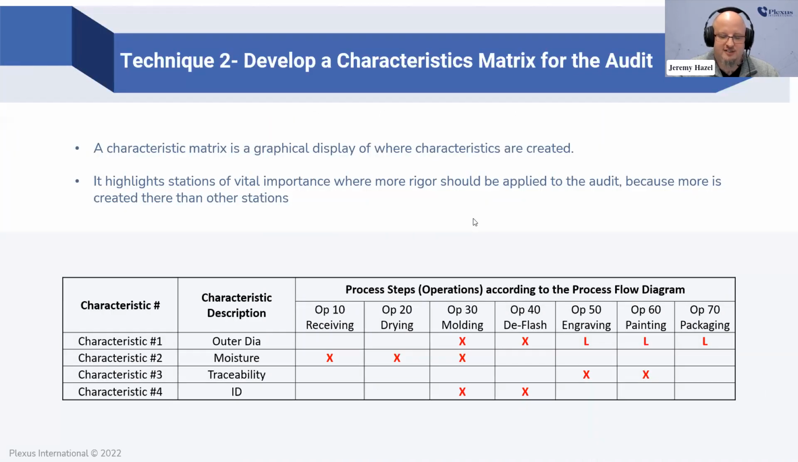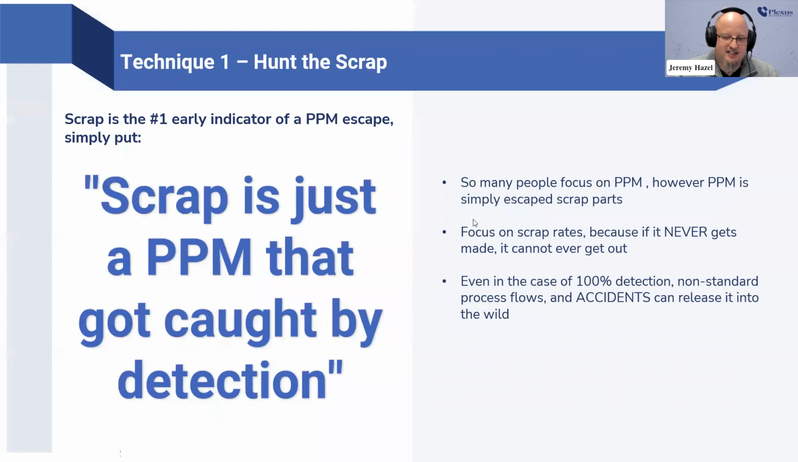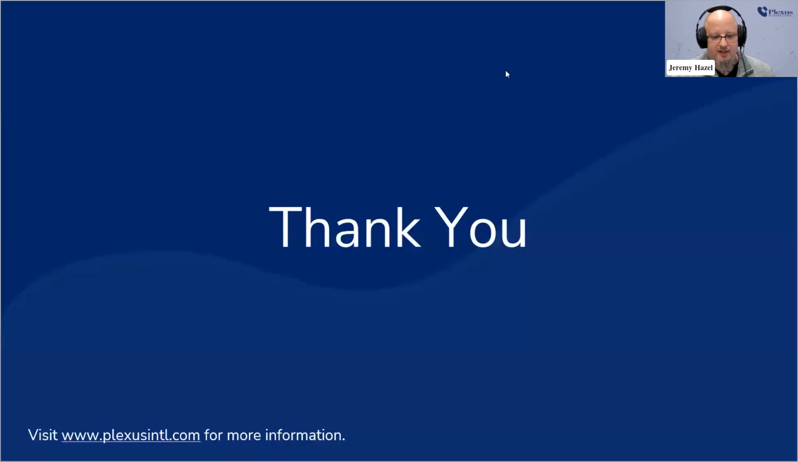utilize the characteristics matrix, and lastly, hunt the scrap, because the scrap is simply a PPM that got caught by your detection. And as awesome as your detection is, it will never, ever, ever be 100%. I know you think it will. It just doesn't quite work that way. All right, with that, Chris, I'm going to go ahead and I'm going to open up to you there, sir. You've got the floor.